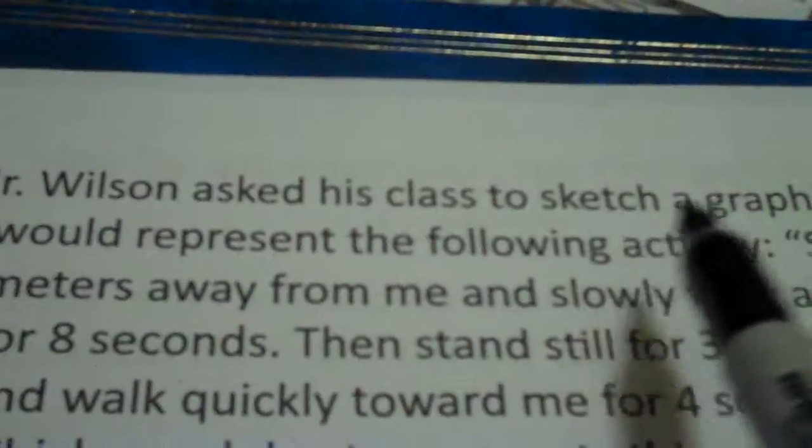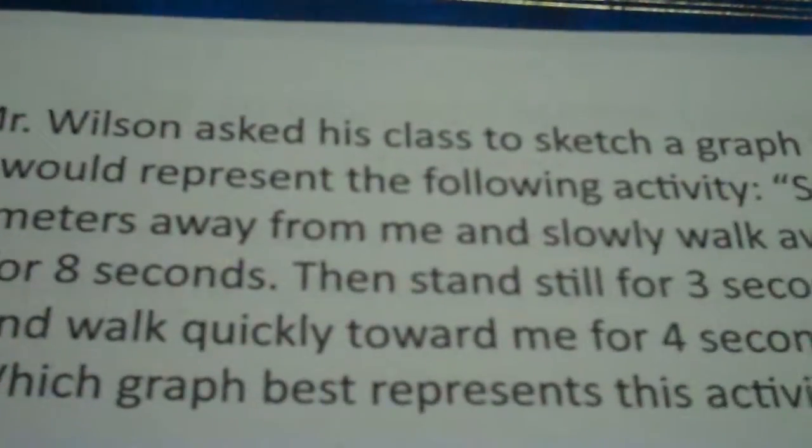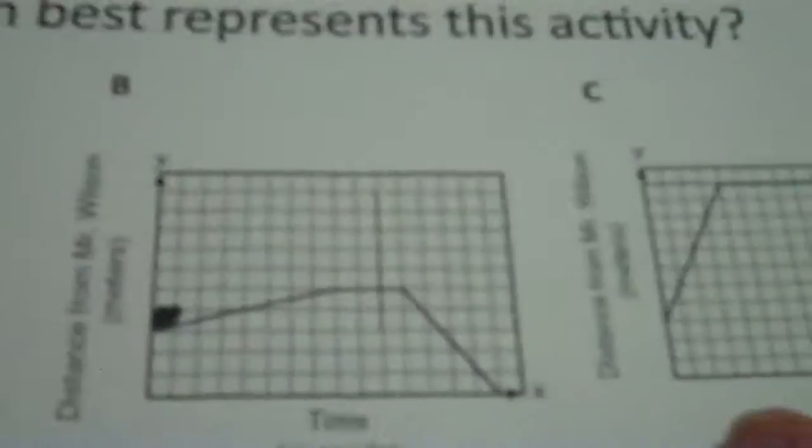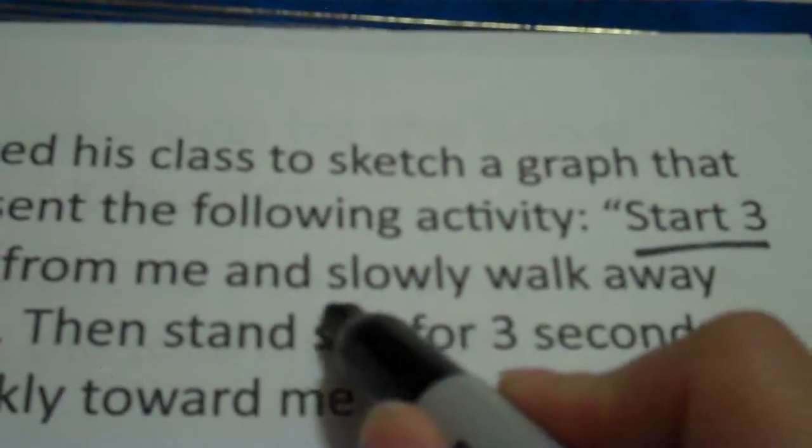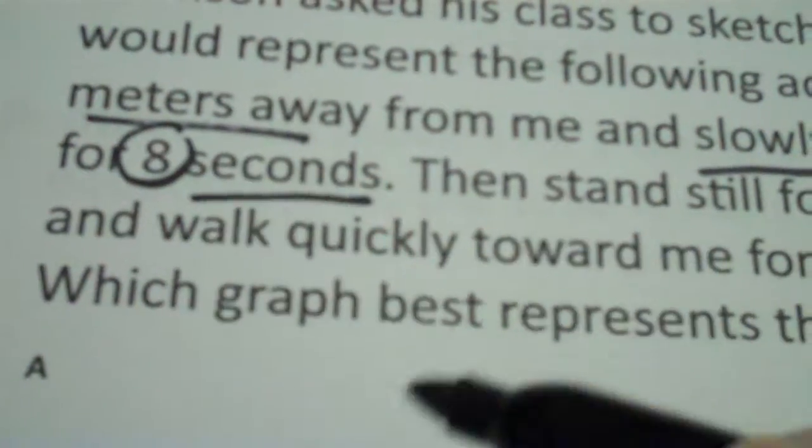Mr. Wilson asked his class to sketch a graph that would represent the following activity. We start 3 meters away. Okay? So we have to double check. We've gone over this problem before, but I want to make sure we understand. This is at 1, 2, 3. So that matches. And 1, 2, 3. That matches. Okay? And he slowly walks away for 8 seconds.